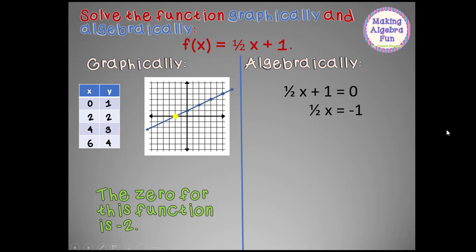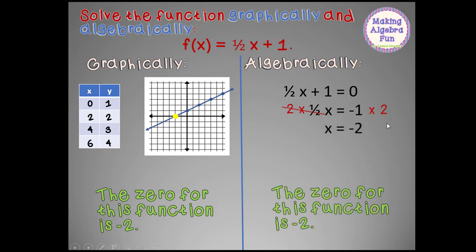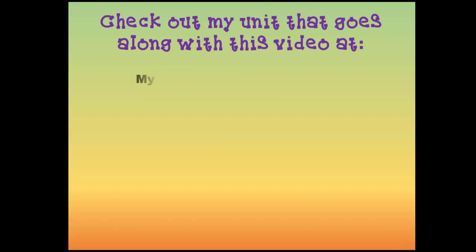I'm going to subtract 1 from both sides, and divide by a half we don't normally do because it's a fraction. Instead we multiply by the reciprocal, which is 2, because that will cancel out your 2 and your 1/2, leaving you just x. And on the other side, -1 times 2 is -2. So I did it algebraically, and I got the same thing as when I did it graphically. So that's it. Hope that made sense.